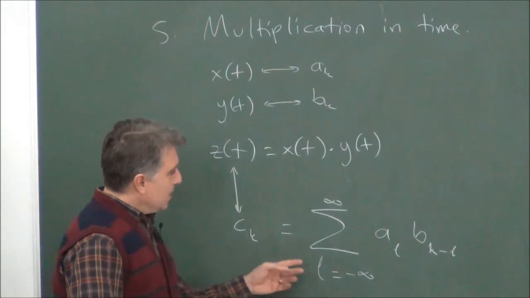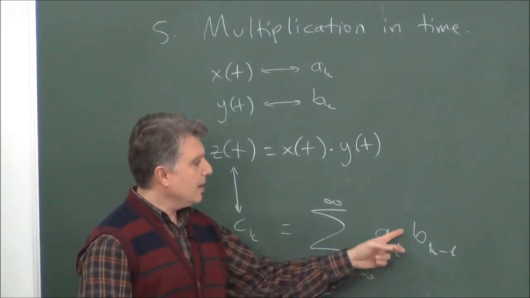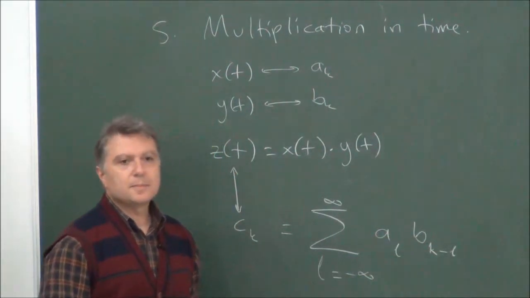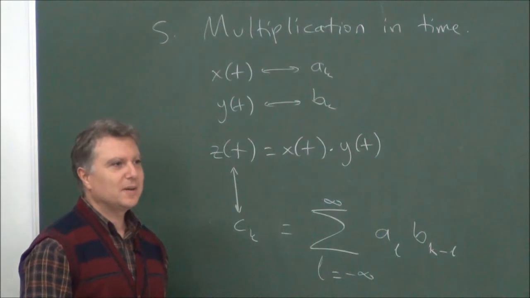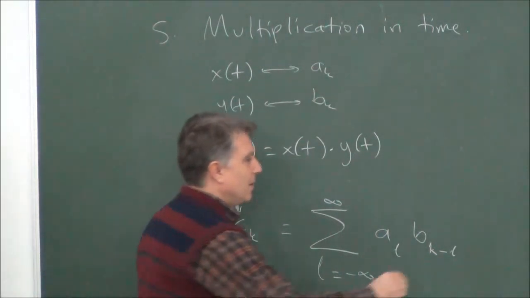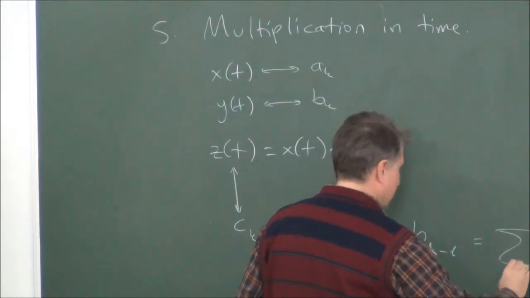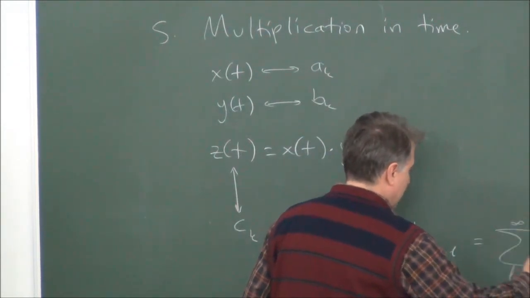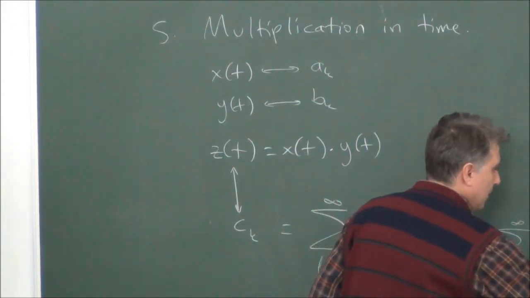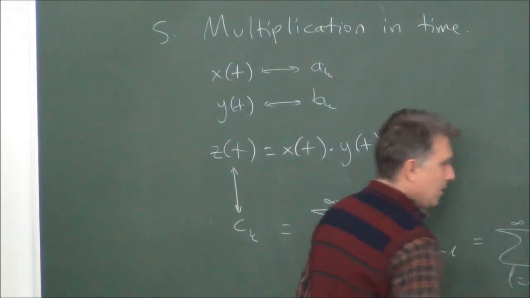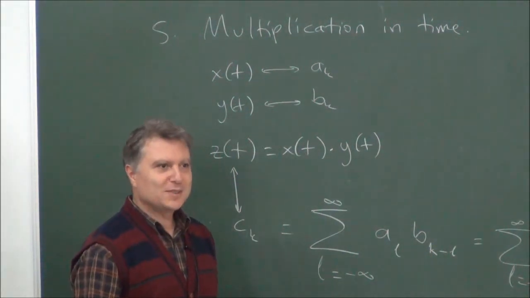c_k is the summation over l from minus infinity to infinity, a_l b_{k-l}. Do you remember this formula somewhere? Or would it make more sense if I write it like this? Now does it make sense a bit more? Convolution. Yeah.